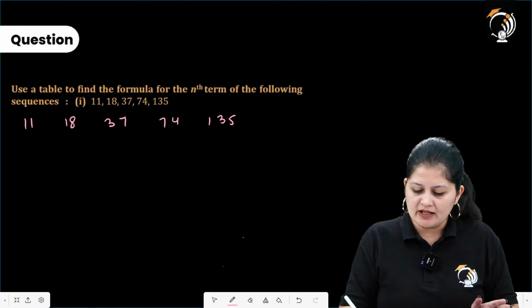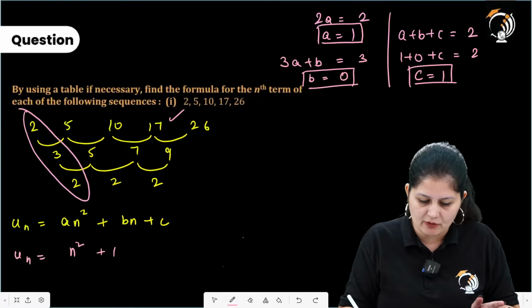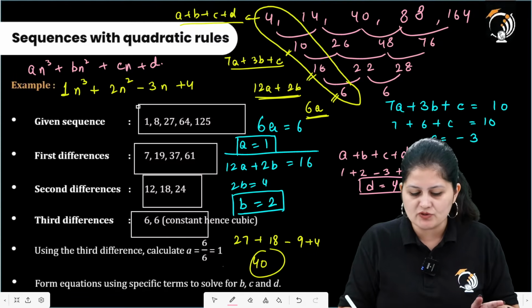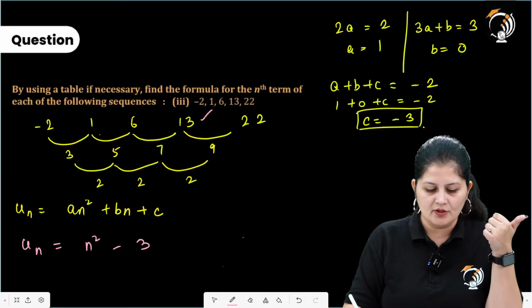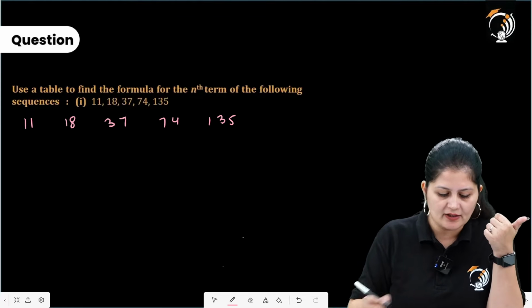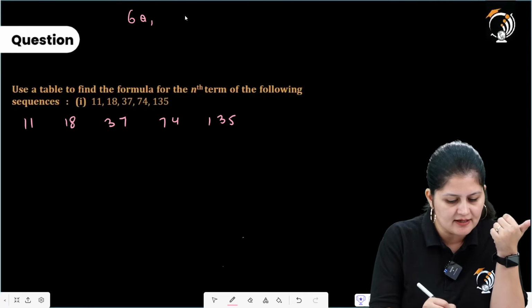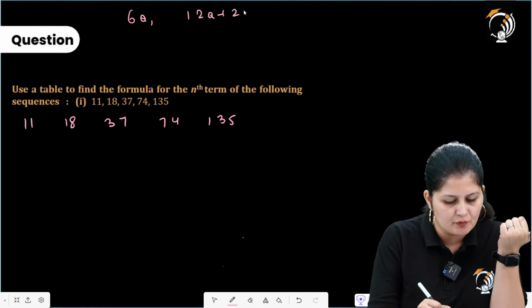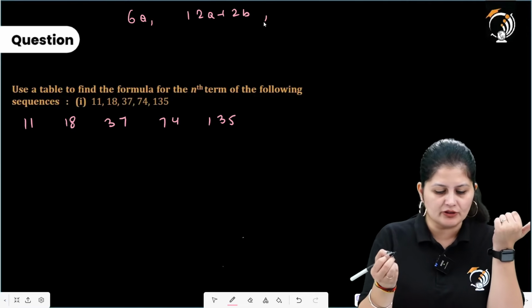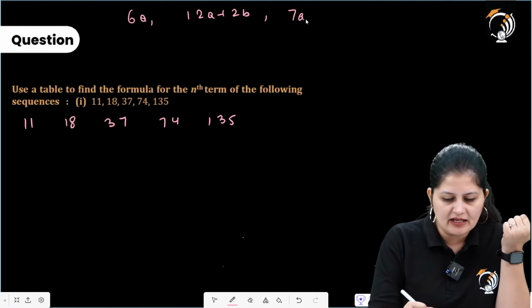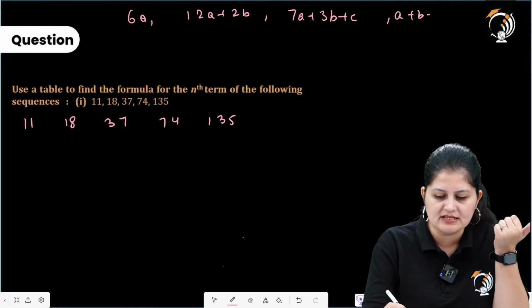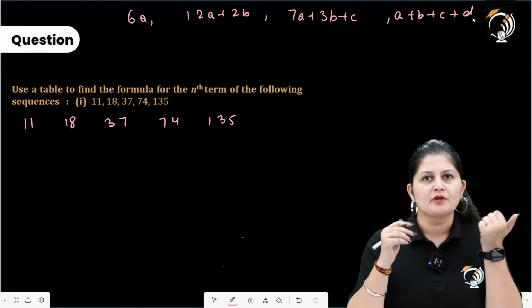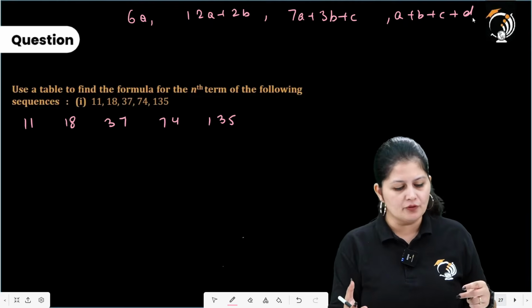Firstly, let me take note of what we have just learned: for a cubic sequence, the terms are 6a, then 12a plus 2b, correct? For the third one it is 7a plus 3b plus c, and the fourth one is a plus b plus c plus d, correct? These are the four values that we need to equate to.